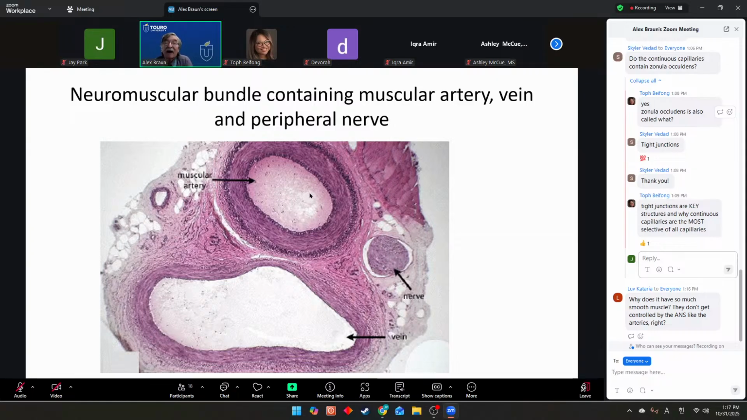So the muscular artery, how do I recognize it as a muscular artery? Well, the thickest layer I could see quite easily is the media. I see a really well-developed, nice, easy to find internal elastic lamina.